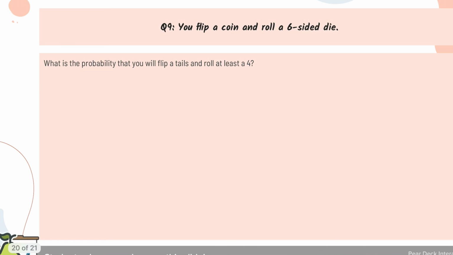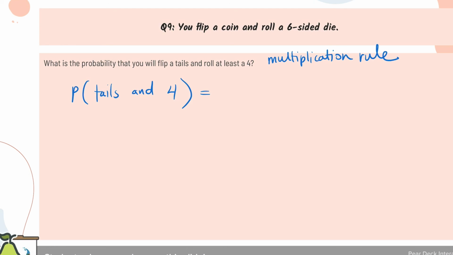Next one is, if you flip a coin and roll a die, what's the probability of flipping a tail and rolling at least 4? So the probability of tails and of 4. To calculate that, you're going to actually use the multiplication rule. And you can use the multiplication rule on this because these are independent events. If I flip a coin, the chances of me getting a tail is 1/2, and if I were to roll a die, the chances of me getting a 4 is 1/6. So if I multiply that, I get 1/12, and that's my value.